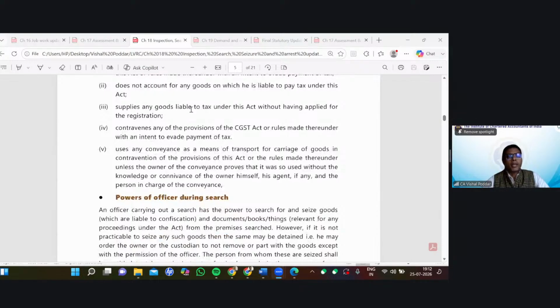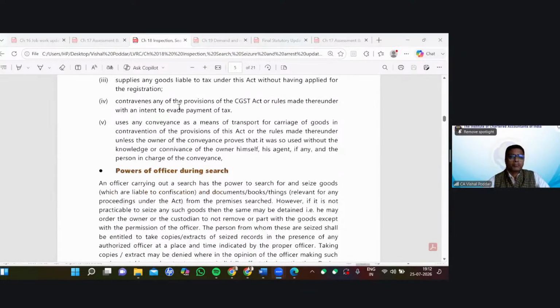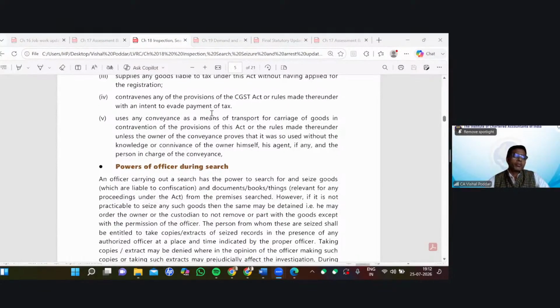Next is supplies goods liable to tax without having applied for registration. So your turnover crosses the threshold. You should have taken registration, but without registration, you continue doing the business. Obviously, again, this is to evade tax. Contravenes any provisions of the Act rules made thereunder with the intent to evade payment of tax. So besides the above specific cases, you are doing any other activity which is ultimately leading to your evasion of tax.